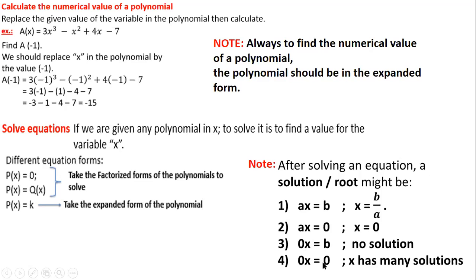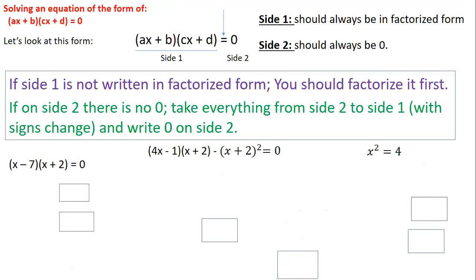If we have 0x equal to 0, here x has many roots or many solutions. Now, how can we solve an equation of the form of two binomials multiplied together, or in the factorized form, equal to 0? Let's look at this form. Here we have two sides: side 1, an equal sign in between, and side 2.